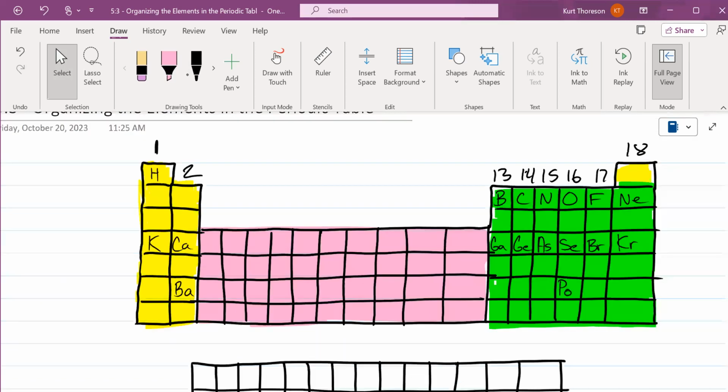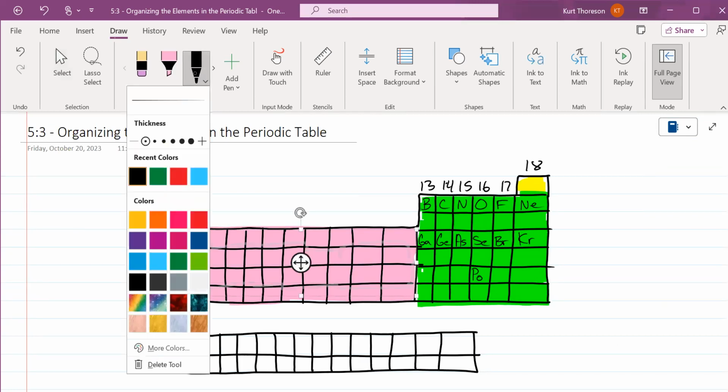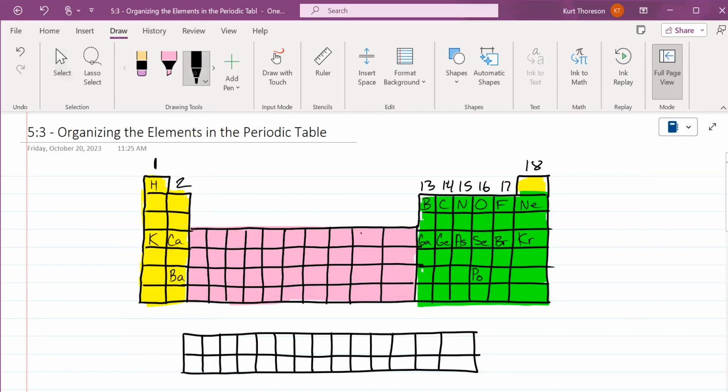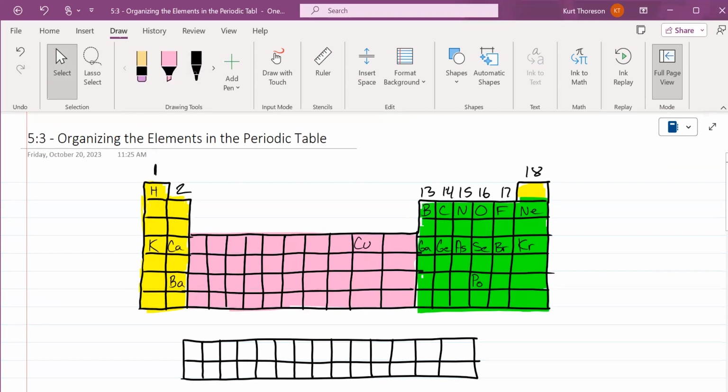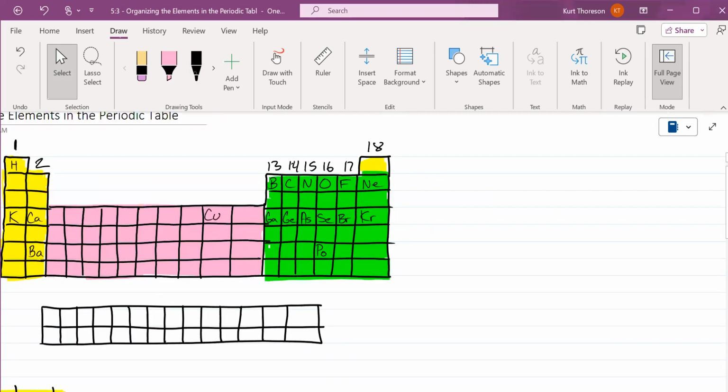Now, if you recall from the last unit, Aiden brought up copper. So let's do copper here for a second. I'm going to plug it in right here, if I can get my pen working. If I ask you to write the electron configuration of copper, let's see if you remember a few things. It would go 1s2, 2s2, 2p6, 3s2, 3p6.